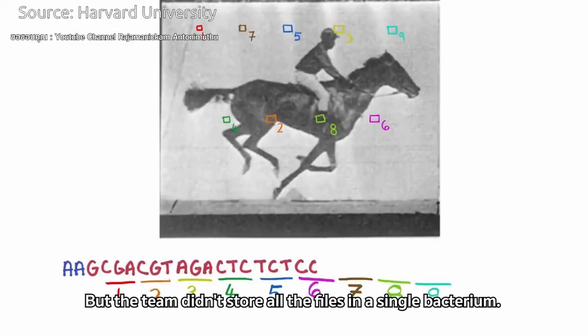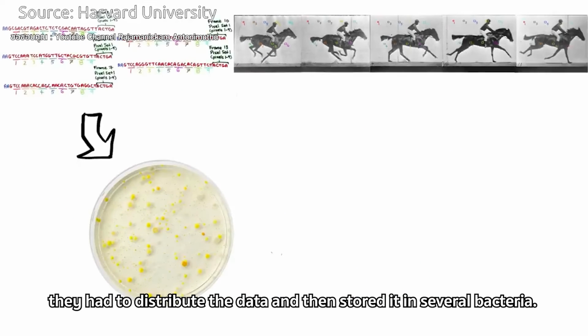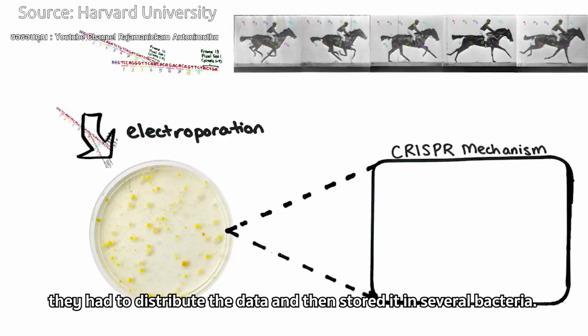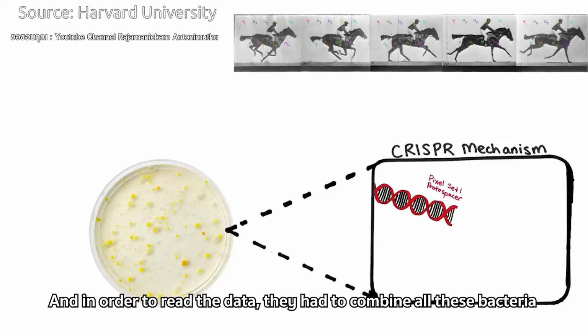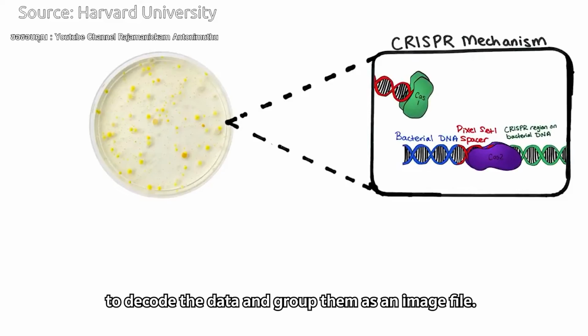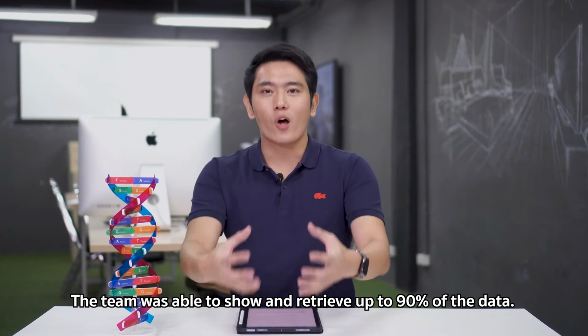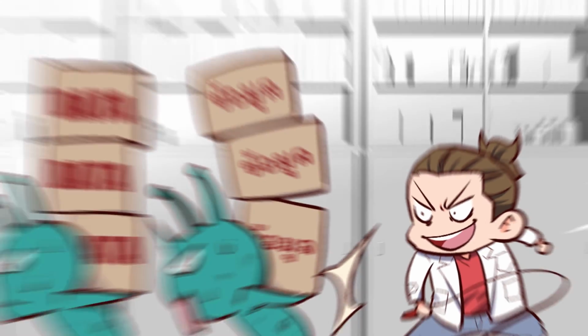But the team didn't store all the files in a single bacterium. They had to distribute the data and then stored it in several bacteria. And in order to read the data, they had to combine all these bacteria to decode the data and group them as an image file. The team was able to show and retrieve up to 90% of the data.